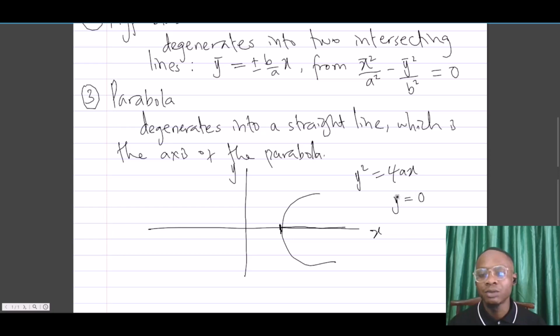So if that happens, that means for a degenerate parabola, you're just going to have a straight line equation. It means that our a will be equal to 0, just like you have the focus here to be on the vertex, and of course that is going to form a straight line. So we're going to have y equal to 0 for that situation.